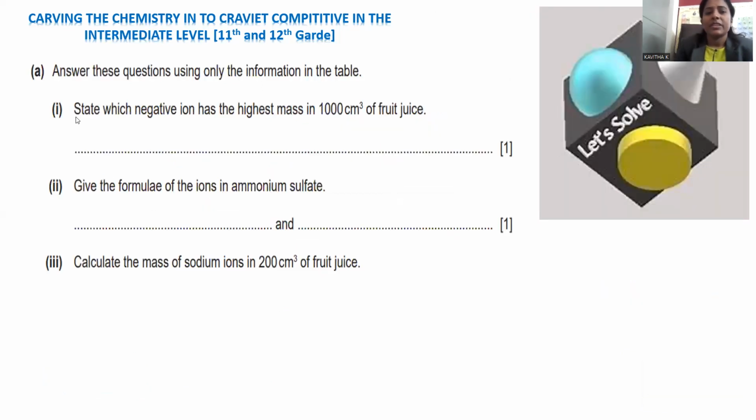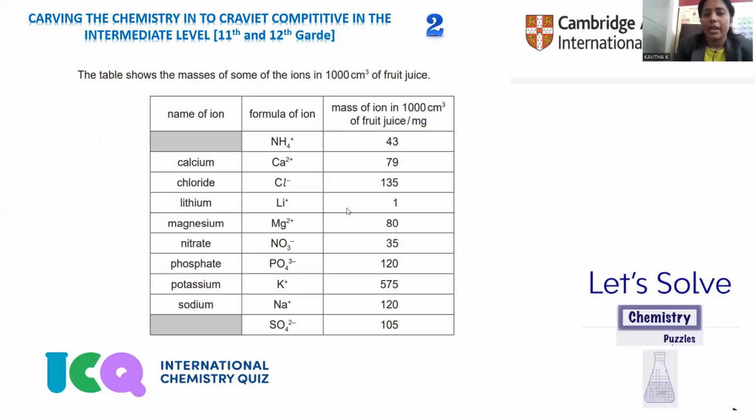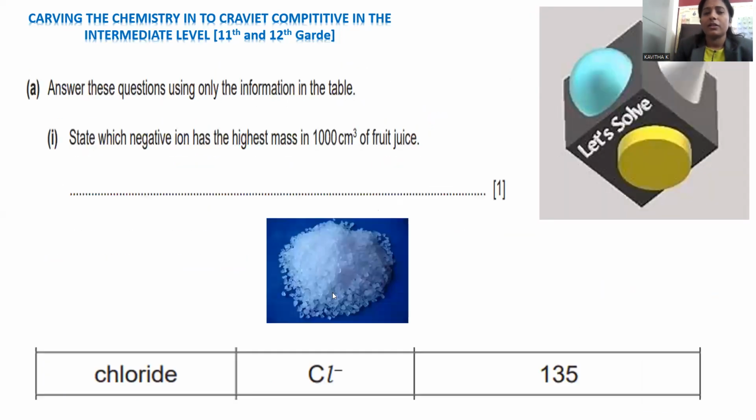The question is, state which negative ion has the highest mass in 1000 cubic centimeters of the fruit juice. Among these 4 ions, chloride is 135, nitrate is 35, phosphate is 120, sulfate is 105. Obviously, chloride quantity is larger. We can just sort it out, that is the only thing required. Chloride is a mononegative ion and it is 135 milligrams, the largest quantity among all the negatively charged ions. This is the way we can answer.